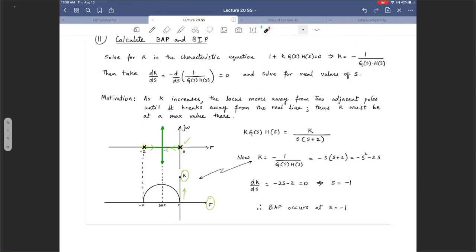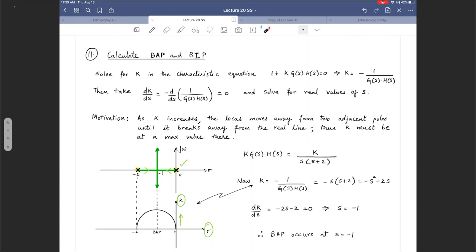In other words, as k increases, the root locus moves away from the two adjacent poles until it breaks away from the real line. And that means k must be at a maximum value at that point, the breakaway point, right? So how do I find that out? Well, you simply differentiate k with respect to s for the given characteristic equation and find the value of s at that breakaway point. So suppose we start off with k g of s h of s.